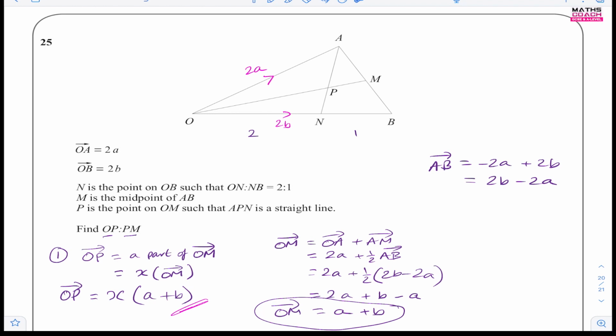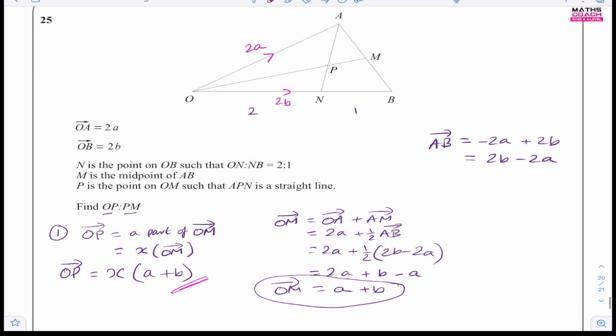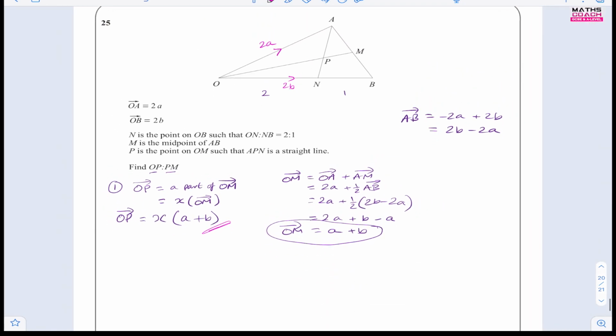So where do we go from here? Well, we found a version of O to P that goes from there to there. What we can do is find another route to go from O to P, and then equate it to what we have right there, and we can solve it simultaneously. So let's go ahead and do that. So just scroll out a little bit here.